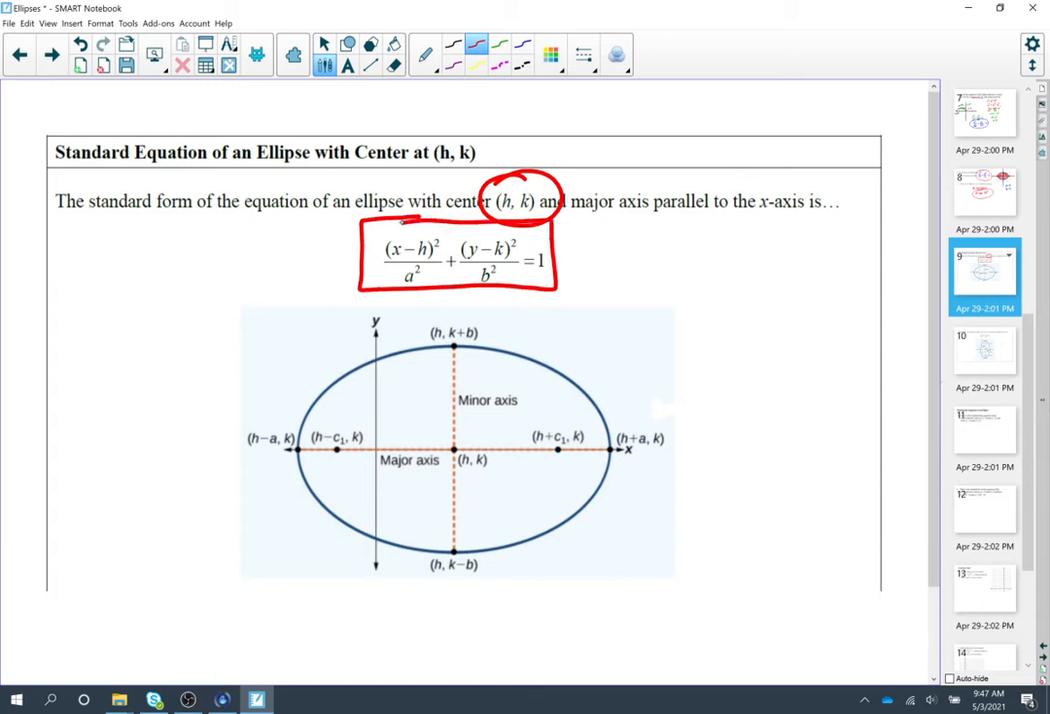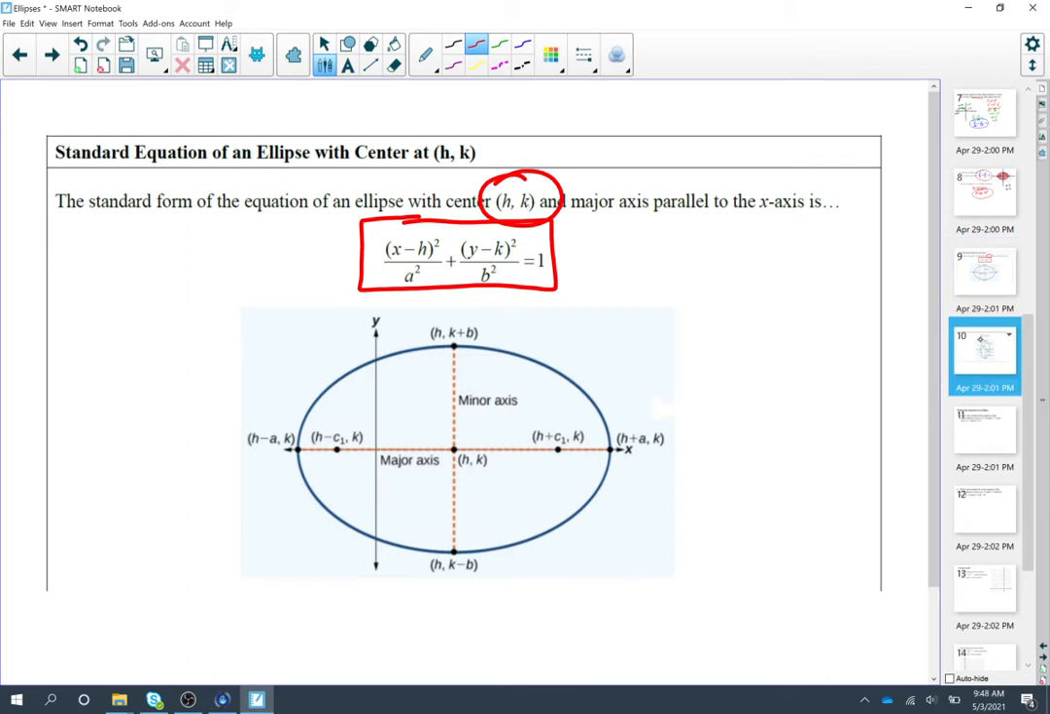The only difference is instead of an x squared, you have an (x minus h), and instead of a y squared, you have a (y minus k). Also keep in mind, just like our parabola, h is with your x, k is with your y, just like before. But if it's a negative h, it's really a positive h, and if it's a negative k, it's really a positive k.